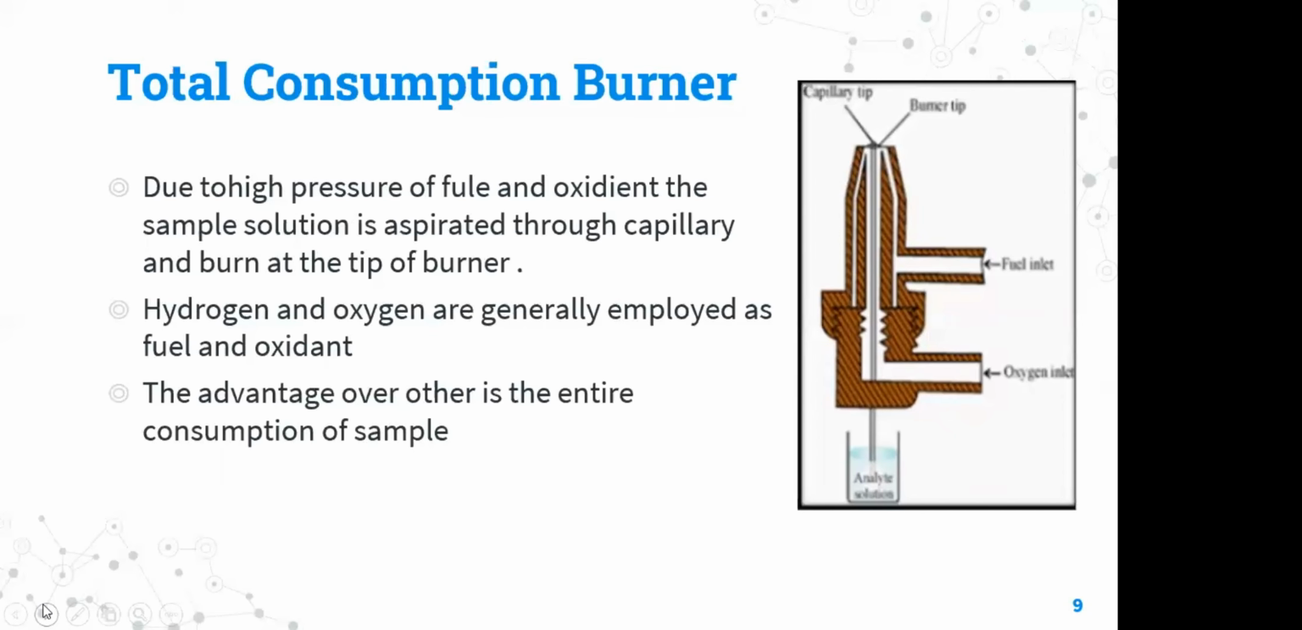Okay, the next is the total consumption burner. As the name implies, the oxidant and the fuel are totally consumed in it. Due to the high pressure of fuel and oxidant, the sample solution is aspirated through capillary action and burned at the tip of the burner. Through the capillary action, the sample is transferred to the tip of the burner where it is burned. Hydrogen and oxygen are generally employed as the fuel and oxidant respectively. The advantage over others is the entire consumption of the sample. Means, as I said in the start, the total fuel and oxidant are consumed in this burner.